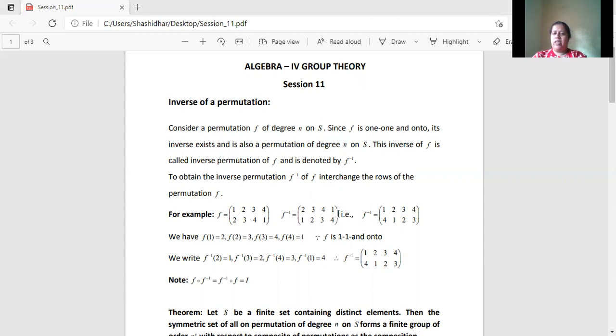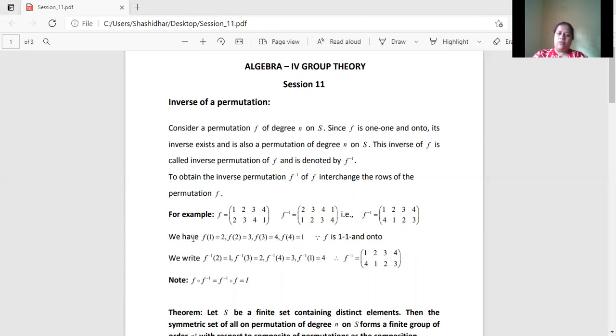Now what we'll do, we'll rearrange the first row in order. Instead of 2, 3, 4, 1, which are not in order, we'll write in order as 1, 2, 3, 4. And here the image of 1 is 4, so that we'll write in the second row. And image of 2 is 1, image of 3 is 2, 4 is 3. That we have written. This is just we have rearranged the images of the elements of f inverse.